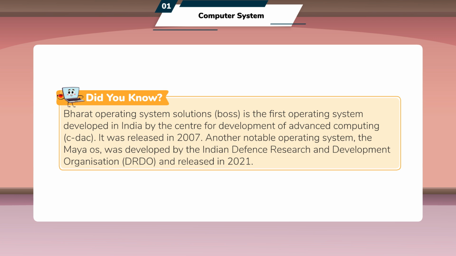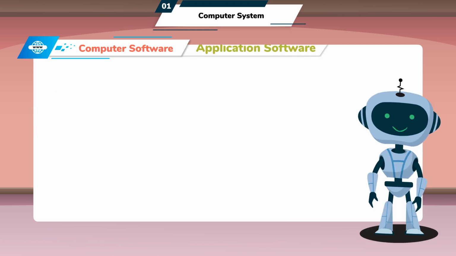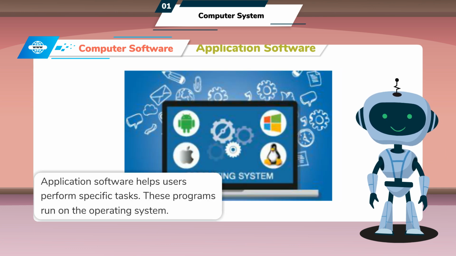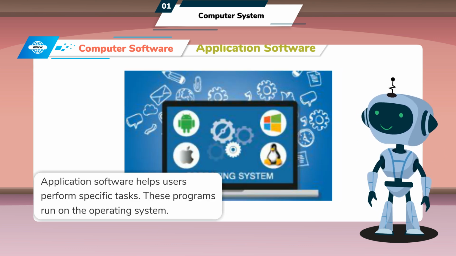Did you know, Bharat Operating System Solutions (BOSS) is the first operating system developed in India by the Centre for Development of Advanced Computing (C-DAC). It was released in 2007. Another notable operating system, the Maya OS, was developed by the Indian Defence Research and Development Organisation (DRDO) and released in 2021. Application software. Application software helps users perform specific tasks.